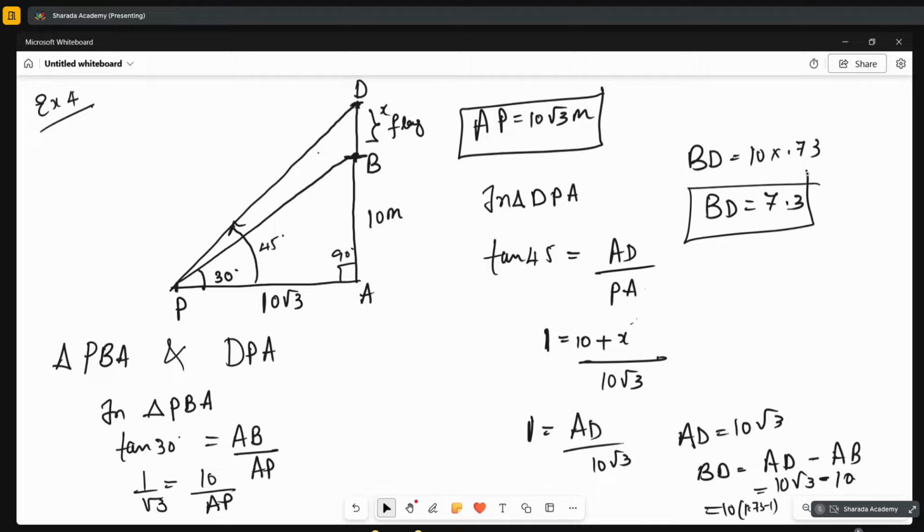They asked to find the height of the multi-story building and the distance between the two buildings. 10 into root 3 minus 1, that is 1.73 minus 1.